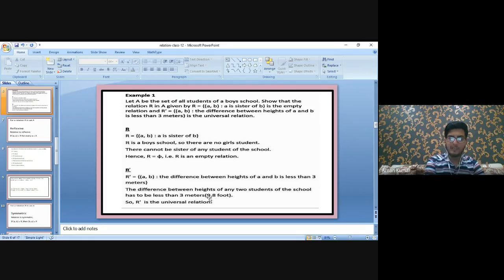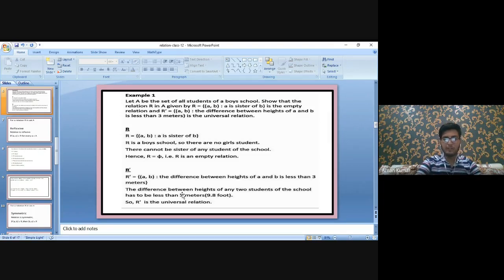I think all the boys will have height near about 5-6 feet, right? So their difference will be near about 1 to 2 feet, so it is always less than 3 meters. So all the boys of the first school will be related to all the other boys of that school. So the relation will come as a universal relation because all the elements and all the ordered pairs will be coming to the relation set. That is called a universal relation.